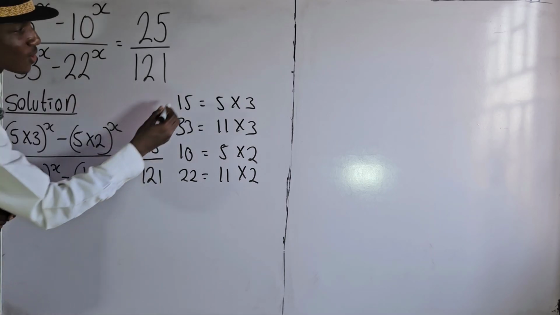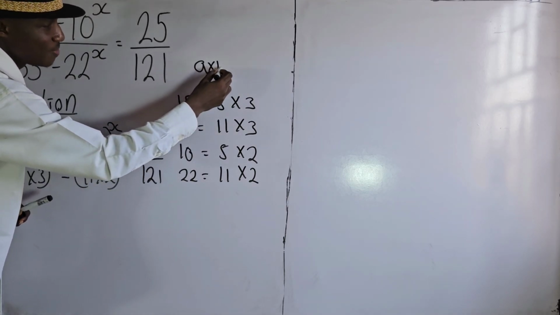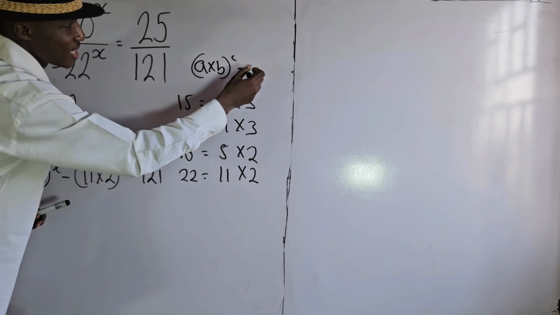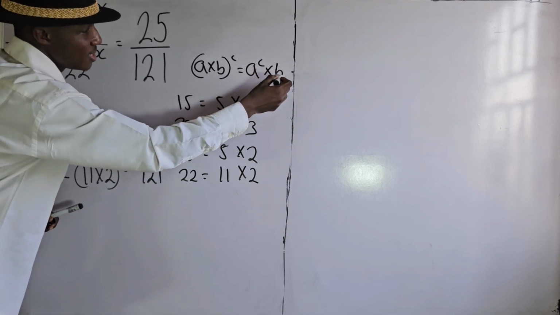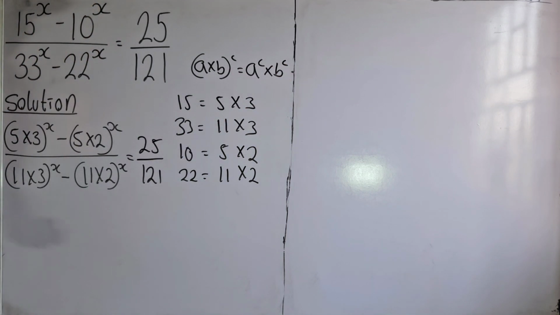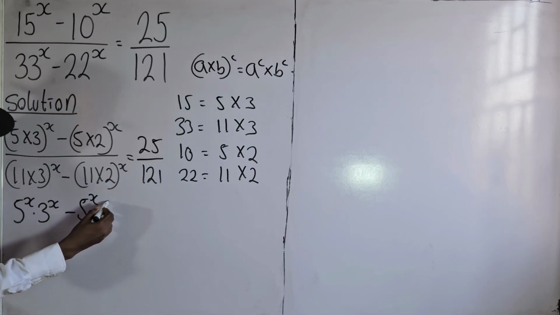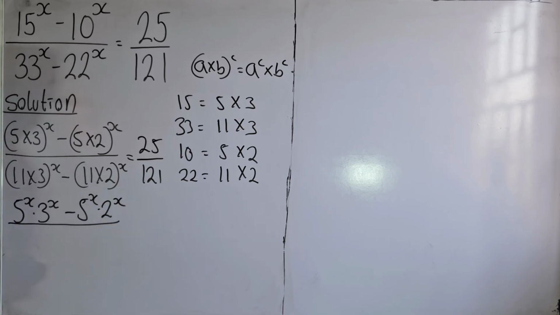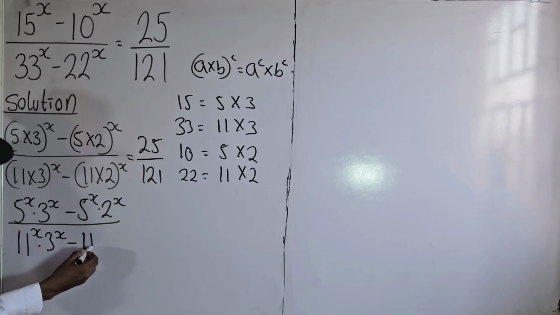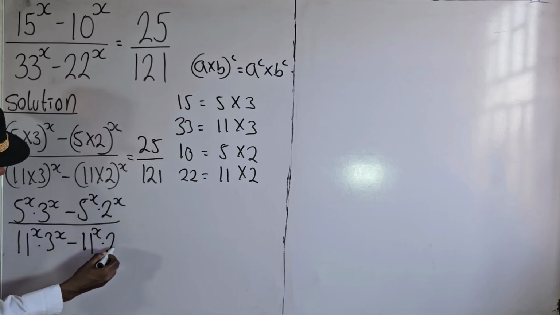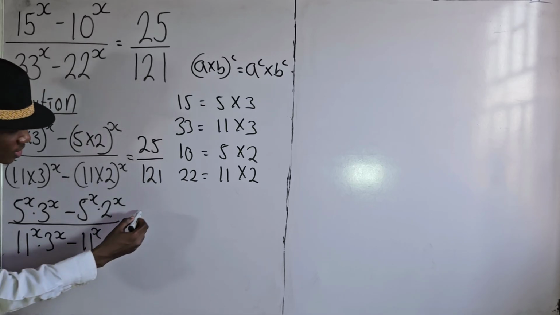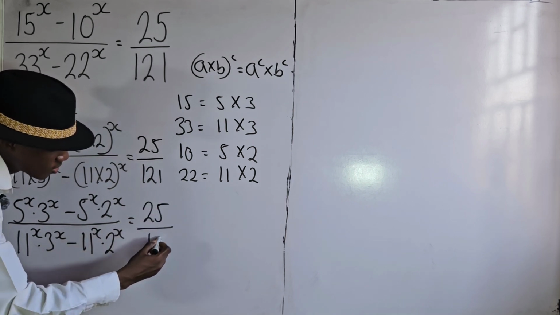Now, recall these laws of indices. If you have a times b raised to the power of c, this can be written as a raised to the power of c times b raised to the power of c, right? So I'm having 5 times 3 raised to the power of x. This can be written as 5 raised to the power of x multiplied by 3 raised to the power of x minus 5 raised to the power of x multiplied by 2 raised to the power of x. This divided by 11 raised to the power of x multiplied by 3 raised to the power of x minus 11 raised to the power of x multiplied by 2 raised to the power of x. This will be equals to 25 all over 121.